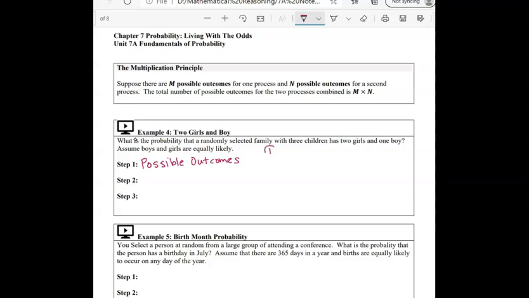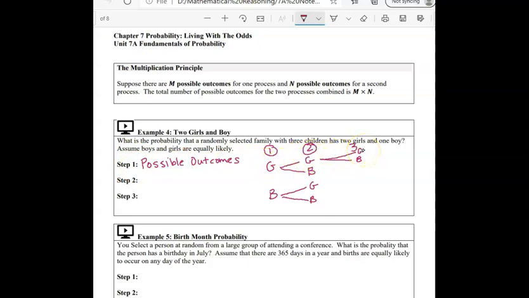So on child number 1, child number 1 can either be a girl or a boy. And child number 2, so given that I had a girl first, on child number 2, I could still have a girl or a boy. If I have a boy first, on child number 2, I could still have a girl or a boy second. Okay, on child number 3, I could have a girl or a boy. So on this one, this outcome would be girl, girl, girl.